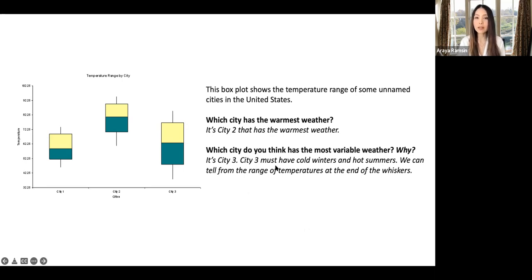City 3 must have cold winters maybe and very hot summers maybe. So the temperatures are quite different throughout the year. We can tell from the range of temperature at the end of the whiskers over here that this city should have the most variable weather. So this is all about box plots.